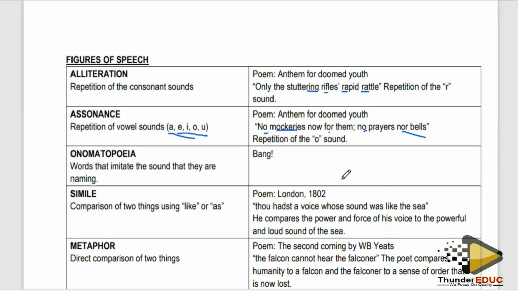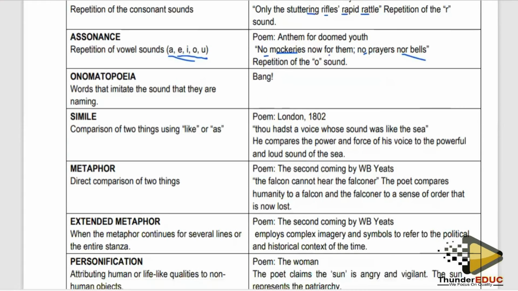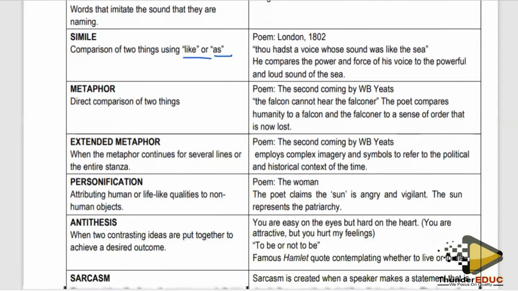So if we're comparing two things using like and as, then it's a simile. But if we have a direct comparison, when you say "thou hast a voice whose sound was like the sea", in its metaphor form it will be "his voice is the sea". Then we understand there's a comparison, but it didn't use like and as. That's the difference between the simile and the metaphor. The simile uses like and as, the metaphor does not. It compares two things without the like and the as.